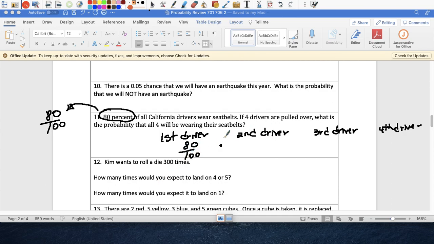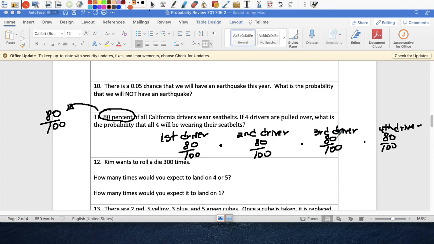Right? The second driver, again, throughout the day, you stop another car to check on the seatbelt. What's the probability that he's wearing a seatbelt? It's going to be 80 over 100. Same thing for the third driver. What's the probability he's wearing a seatbelt? 80 over 100. And the fourth driver, what's the probability he's wearing a seatbelt? 80 over 100. So we're multiplying, right? 80 over 100 times 80 over 100 times 80 over 100 times 80 over 100.